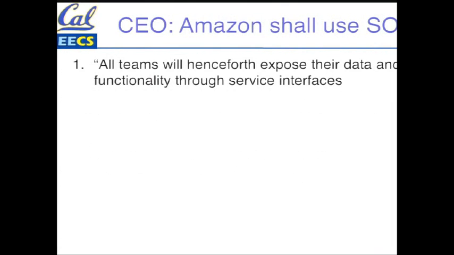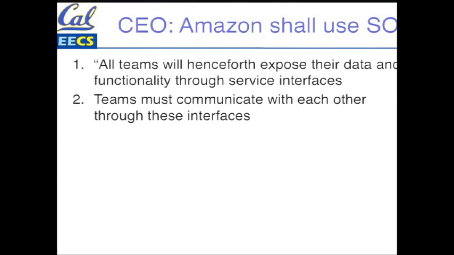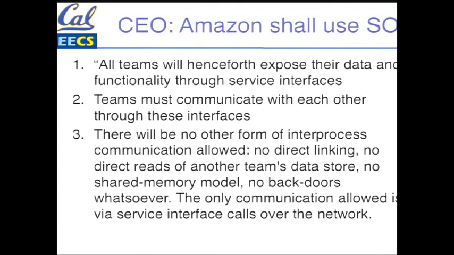Two, teams must communicate with each other through these interfaces. You're going to make them available, and everybody's going to have to use them. There are no other ways to communicate. No other kind of interprocess communication. There's no direct linking. You can't do reads of somebody else's data. There's no shared memory. Everything's independent. There's no cheats. You can't say, oh yeah, everybody does that, but you're my friend, you can use it this way. The only way you're going to allow it is via service interfaces, calls over the network. So it's as if every service is running on its own computer and it's all over the network.